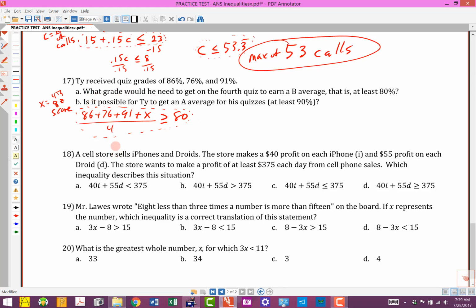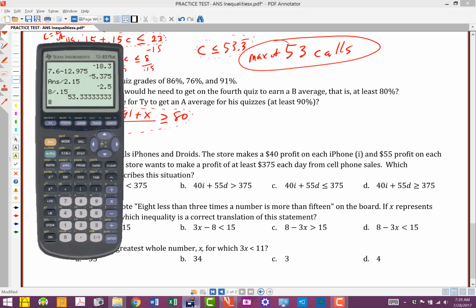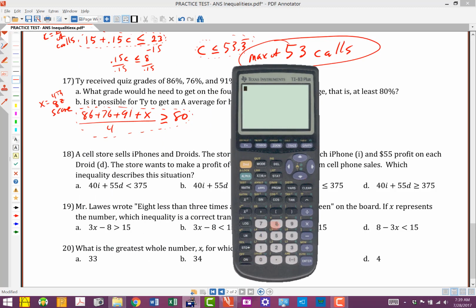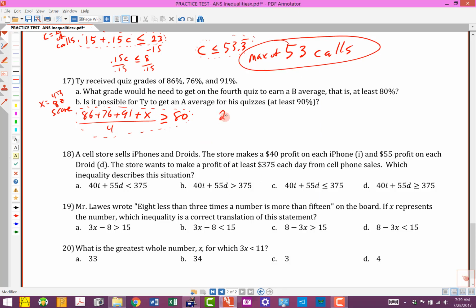Let's kind of simplify this just a little bit. If we add those together, so let's just check and see. Write this in a little bit easier format. So we've got 86 plus 76 plus 91 equals, so this is 253. So 253 plus X over 4. So this would be all the points that he earns on those 4 quizzes divided by 4. It's greater than or equal to 80. So we'll multiply both sides by 4. So this is going to be 253 plus X greater than or equal to, this is going to be 320.